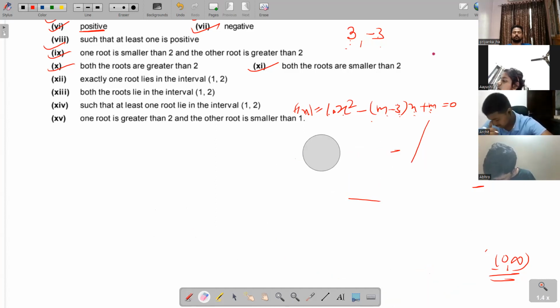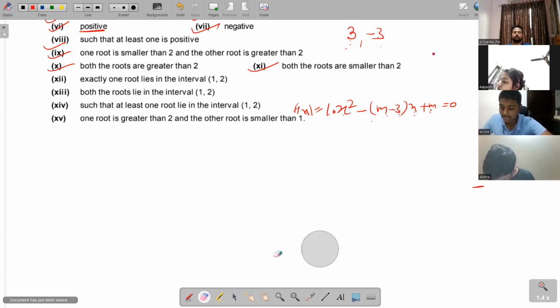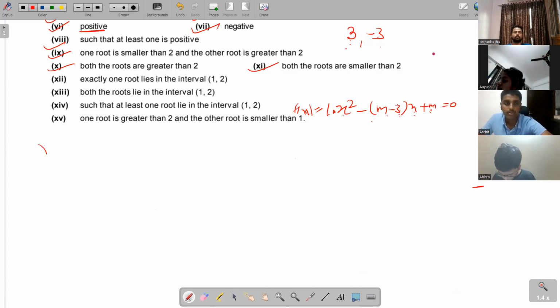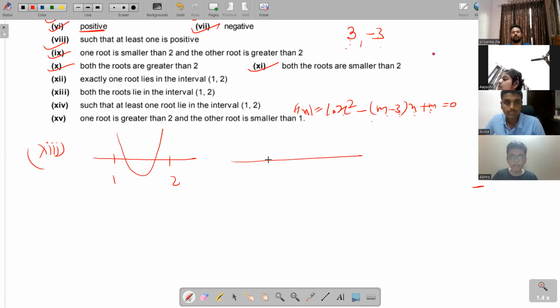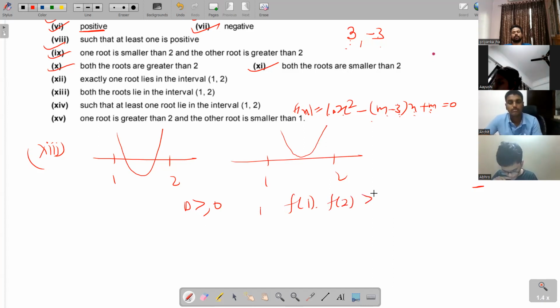थर्टीन में हम कैसे करेंगे, जैसे m−3/2 belongs to (1,2) होना चाहिए. यह क्या कह रहा है कि both the roots lie in the interval. So this is like this, na? That's it. Or it may be like this, just touch. So discriminant has to be greater than or equal to 0, first condition, and then another condition is f1 into f2 is positive. That's it.